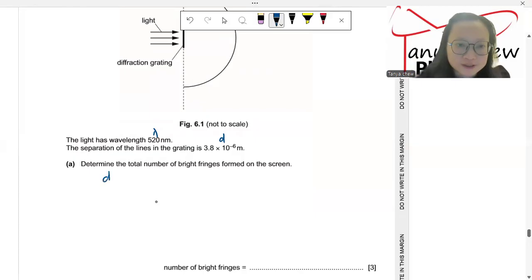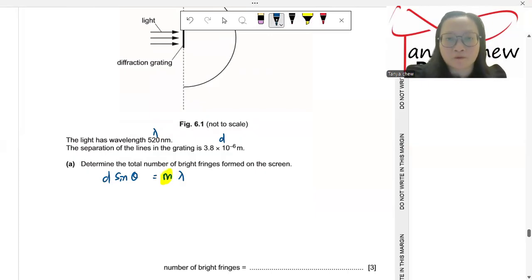I am going to use this: d sine theta is equal to m lambda. I need to determine this m first, the number of orders. How many orders have been formed on the screen first? Now, if you want to determine the maximum number of bright fringes that could be formed on the screen, sine theta must be equal to 1. Yeah, theta must be equal to 90.